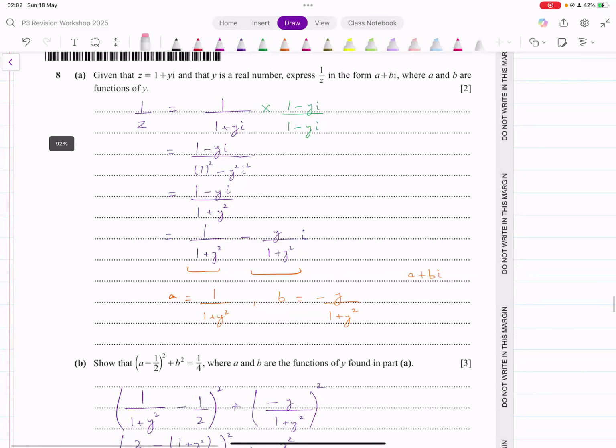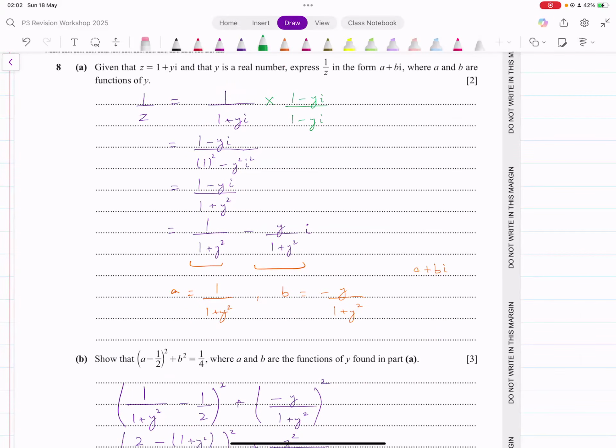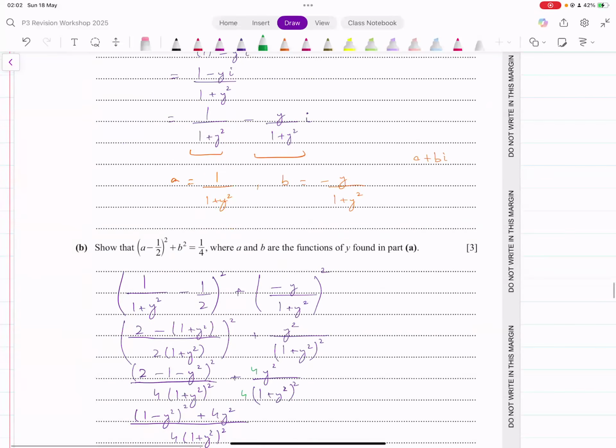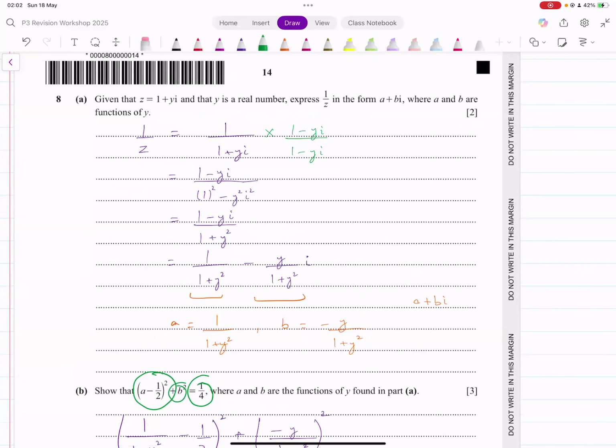Okay, this is a recent question that you can have a look at. Z equals 1 plus y iota. You have to find 1 over z first of all. That's just using conjugates. And the second part, they say, show that (a minus 1 over 2) whole squared plus b squared is equal to 1 over 4. Now, what does that mean?